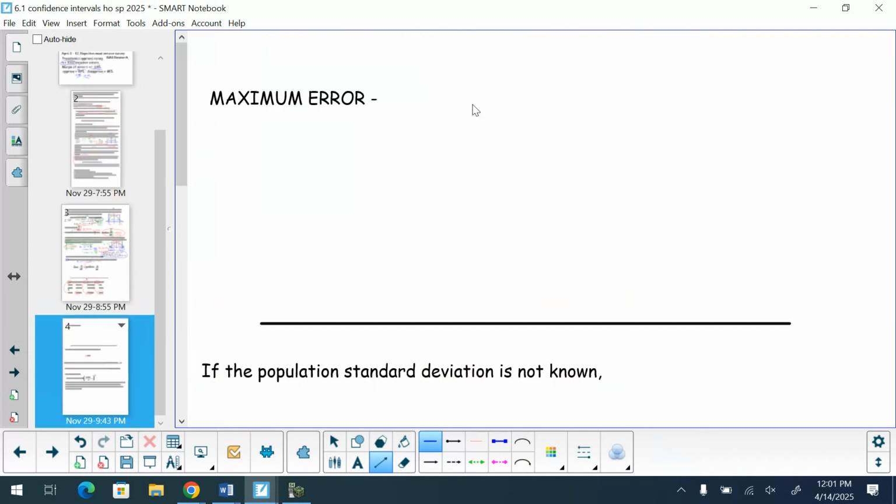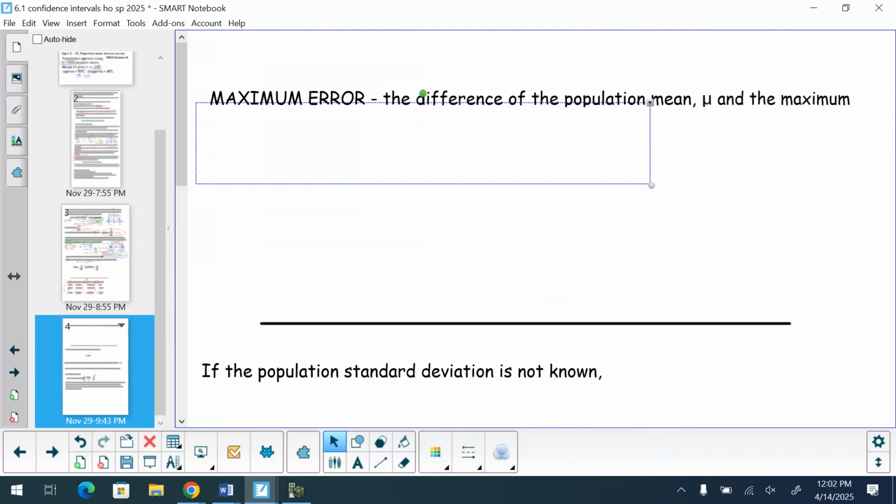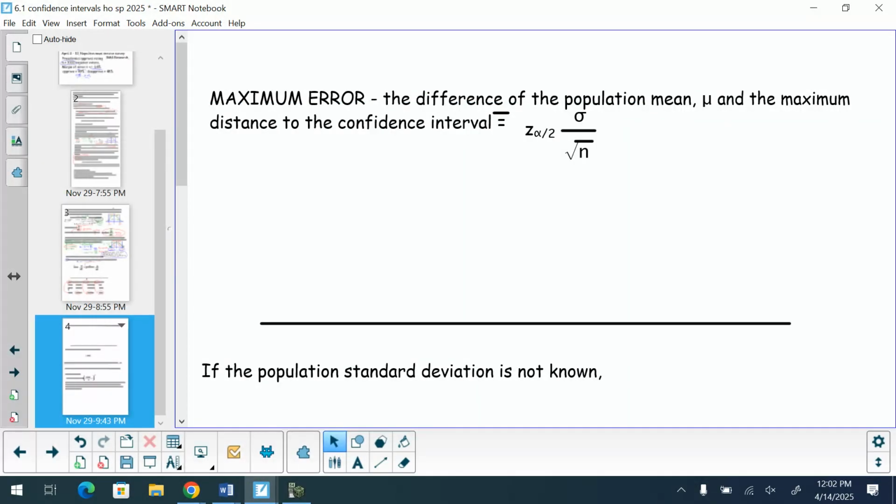Maximum error. We talk about the maximum error. It's a distance, the difference between your population mean mu and the maximum distance to your confidence interval. You can put CI in there if you want. Your maximum error.